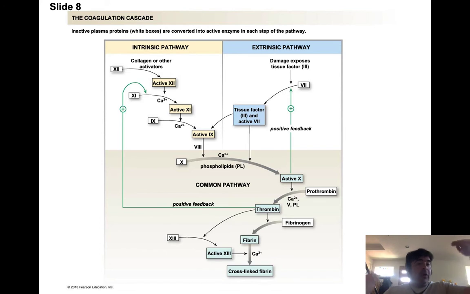Blood clots form via either the intrinsic pathway. The intrinsic pathway only activates when there is internal damage to a blood vessel, such as an exposed collagen fiber. So when there's internal damage to a blood vessel, how do blood vessels get damaged internally?